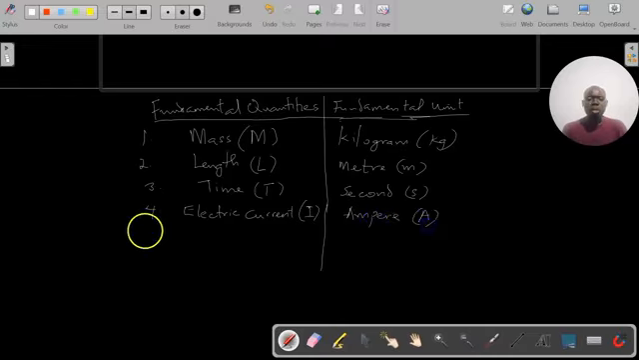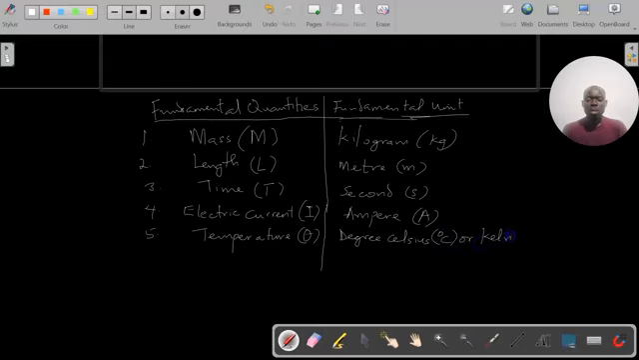Then number 5, there's also temperature, which is normally represented with theta. The unit for temperature is either degrees Celsius or Kelvin. Then I also have luminous intensity. Before I mention luminous intensity, we have amount of substance.